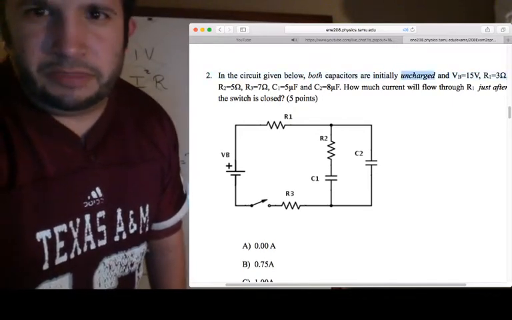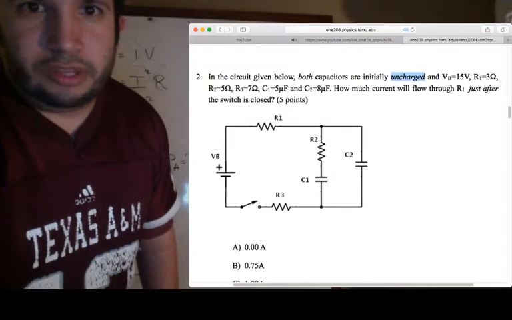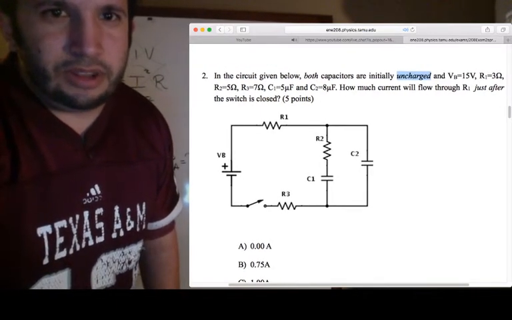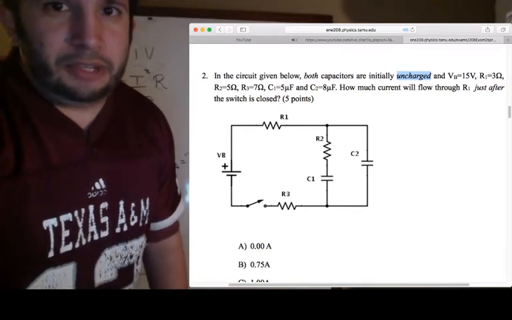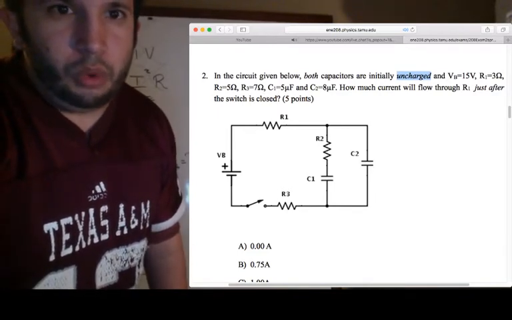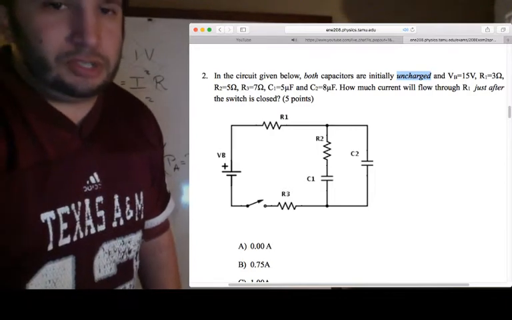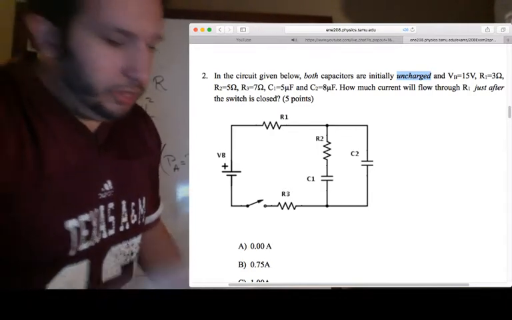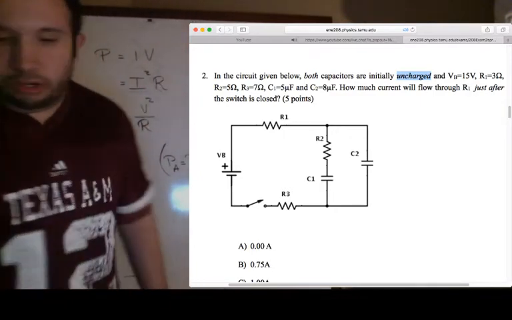Uncharged, with V_B equal to 15, R1 is 3 ohms, R2 is 5 ohms, R3 is 7. You've got all the different capacitors. How much current will flow through R1 just after the switch is closed? Since they are initially uncharged, we need to be aware of which direction the current is flowing.